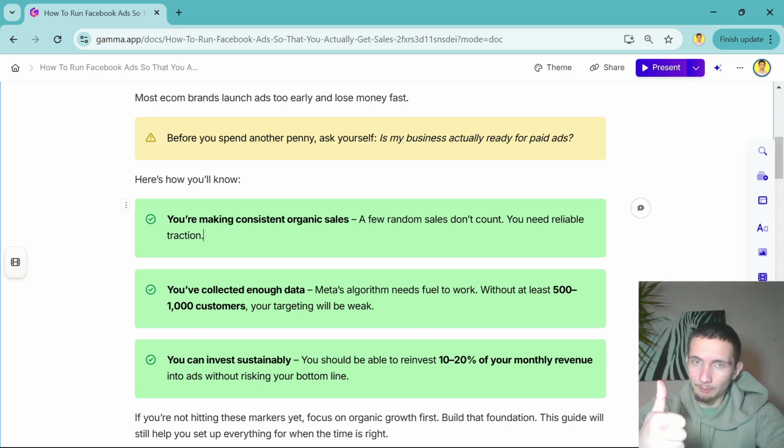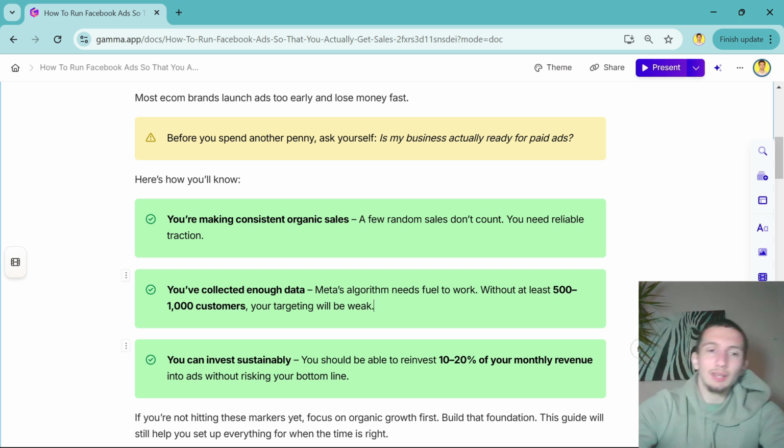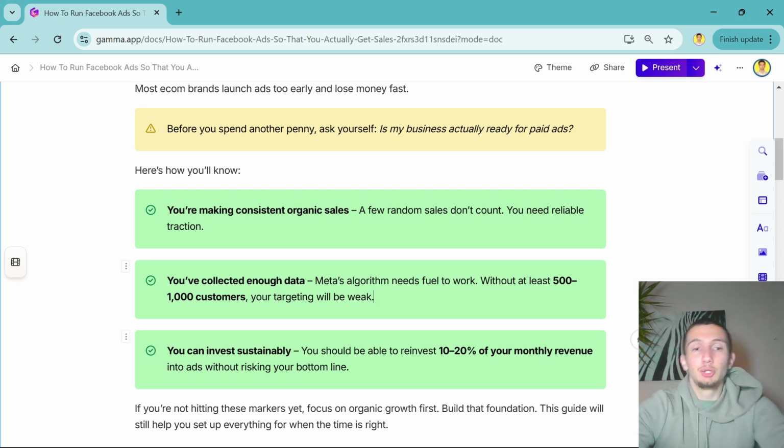That's number one. Number two, you've collected enough data, so Meta's algorithm needs fuel to work. Without at least 500 to 1,000 customers, your targeting will be weak. Yes, Meta's AI is very, very powerful. I've noticed it myself and I use it with my clients. But if you don't feed enough data at the beginning, you're going to go through a period where you're just wasting money.